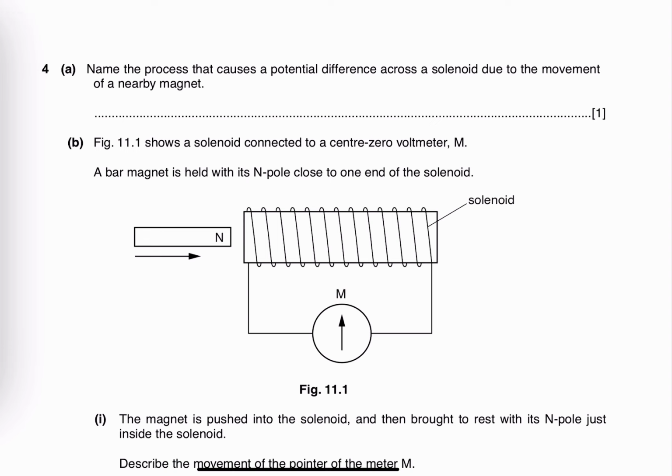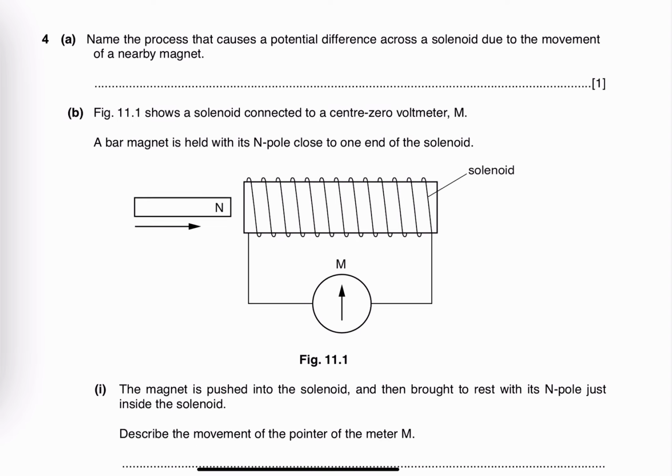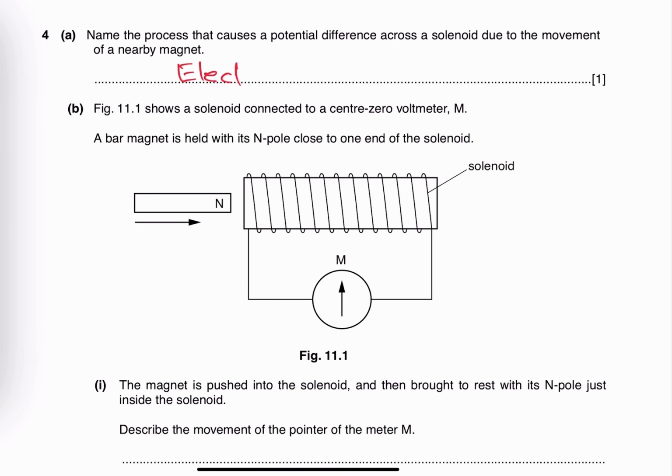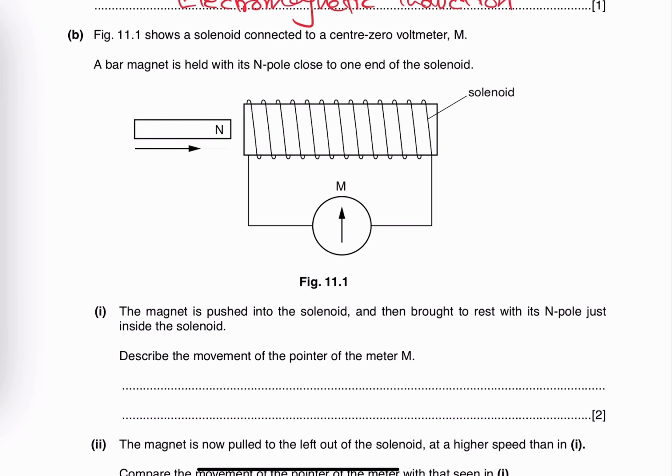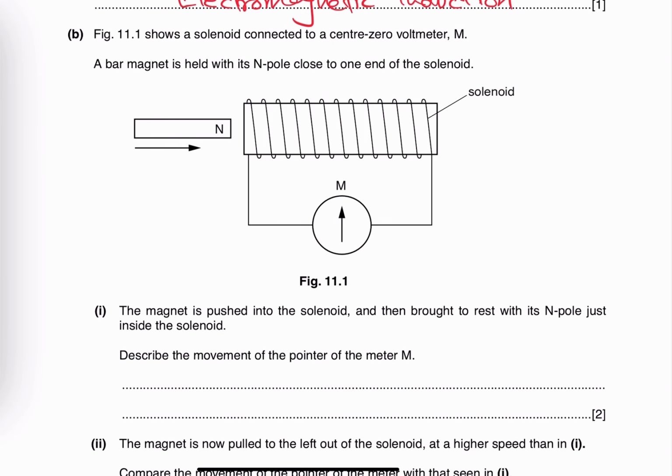Okay, the next question is, name the process that causes a potential difference across a solenoid due to the movement of nearby magnets. The name of the process is electromagnetic induction. And the second question, describe the movement of the pointer of the meter. Basically, the magnet is pushed into the solenoid and then brought to rest, with its north pole just inside the solenoid.